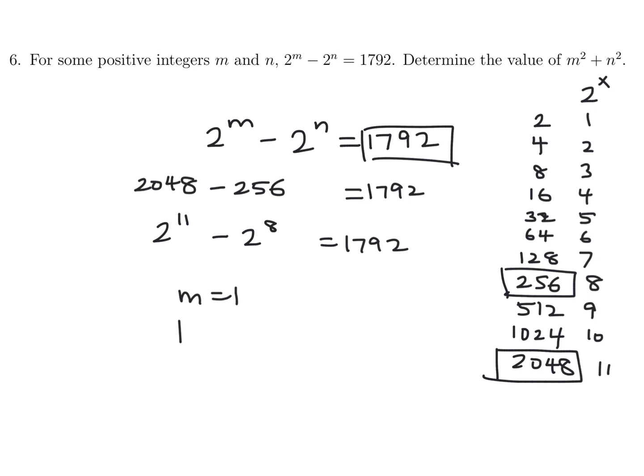N is 8. So n is 8. Okay, so therefore m squared plus n squared would be 11 squared plus 8 squared, which is 121 plus 64, and that is 185.